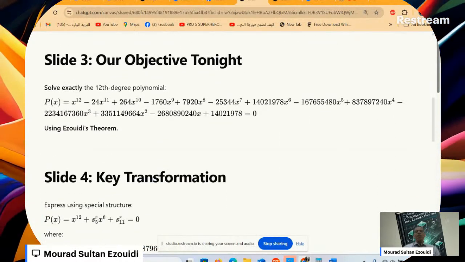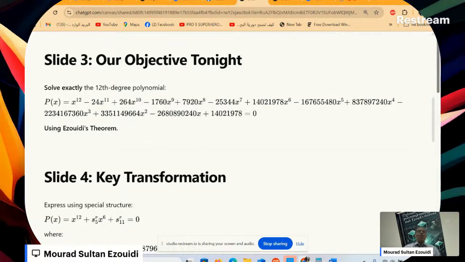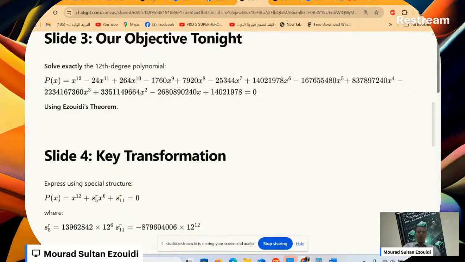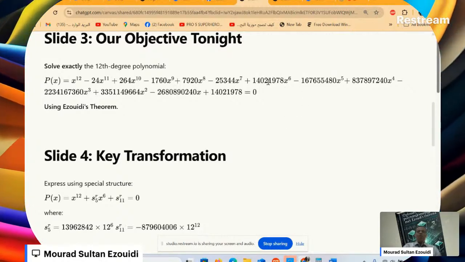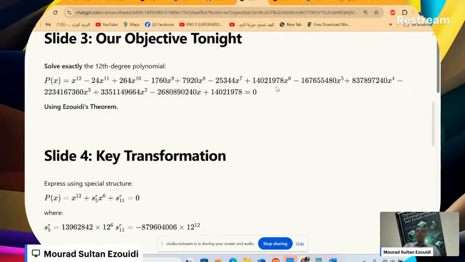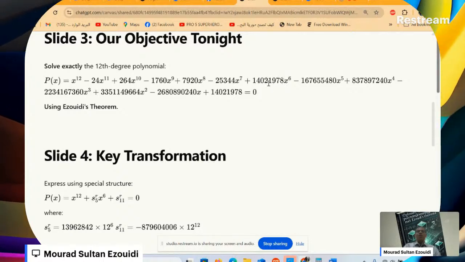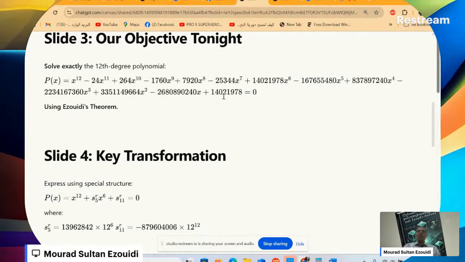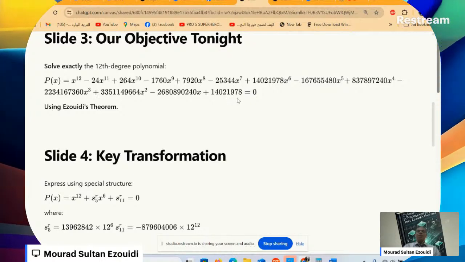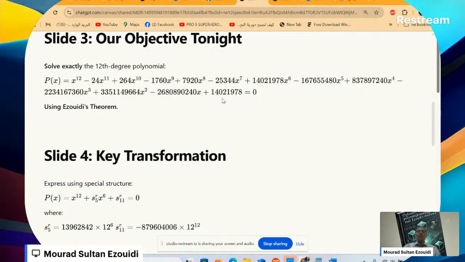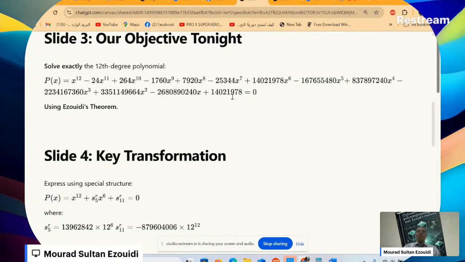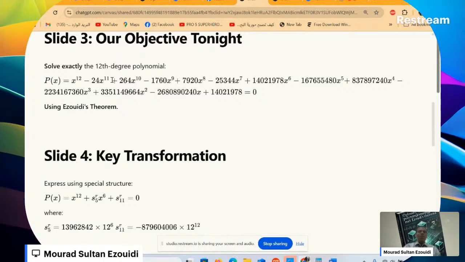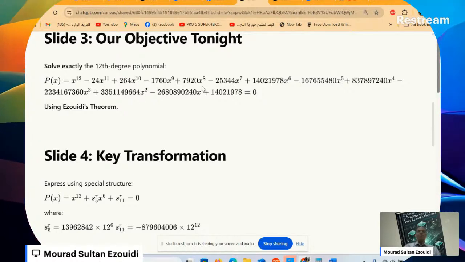So our objective tonight is to solve exactly the 12-degree equation. You see here the 12-degree equation, and this coefficient 14/02/1978 is my birthday, 14 February 1978, meaning 14,021,978. You can see all the coefficients are written here.